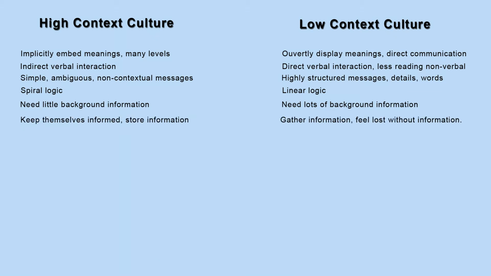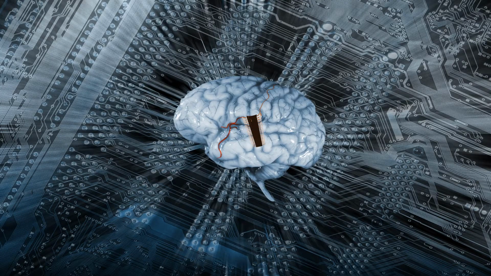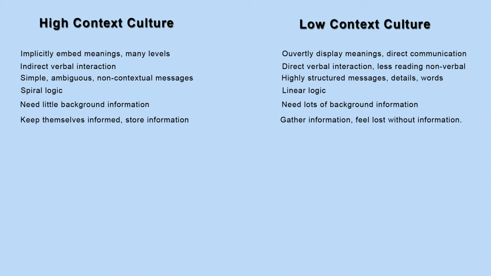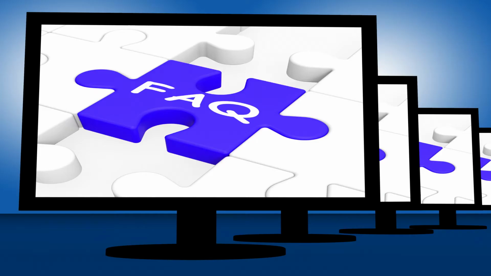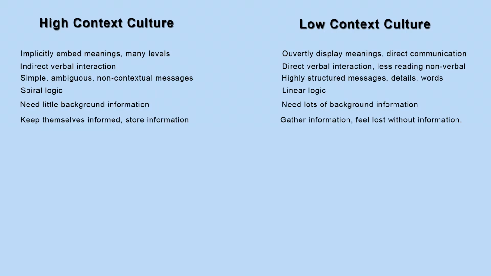In the high-context culture, the people keep themselves informed. They feel impatient and irritated when asked from a low-context people or person for information they should already know. The low-context communication people gather information. They feel lost if they have not enough information, and they normally know how to and where to look it up.